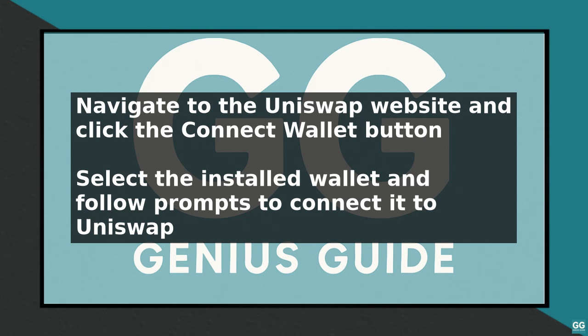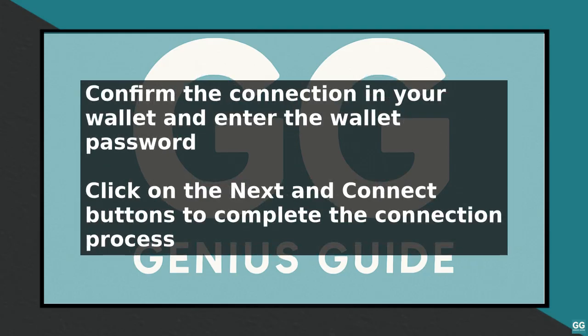After connecting your wallet, you will see your Ethereum address and available balance displayed on the Uniswap website. You can now use Uniswap to trade, swap, and manage your Ethereum-based assets.